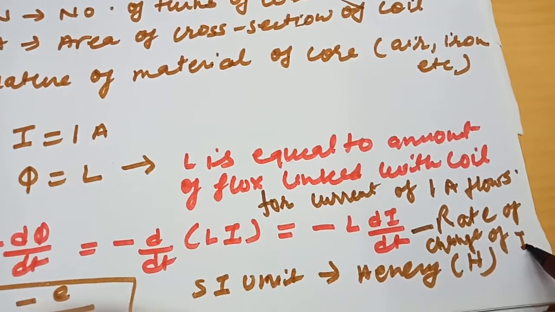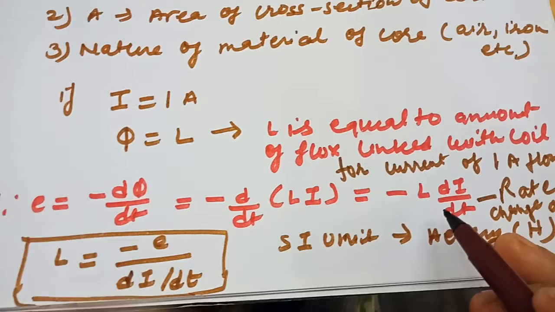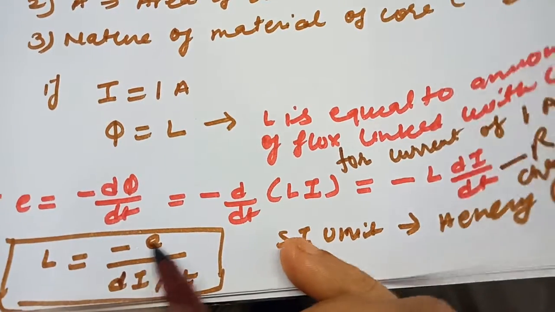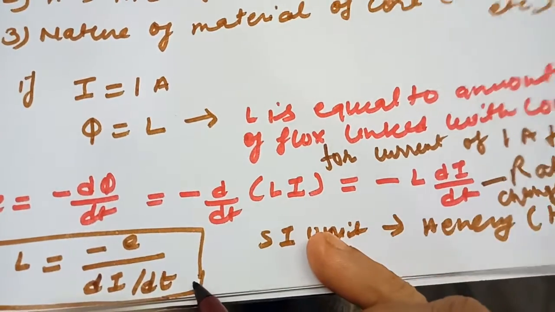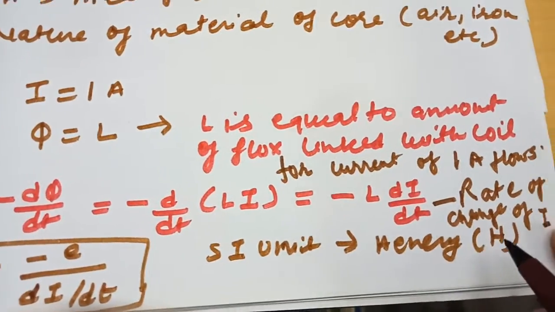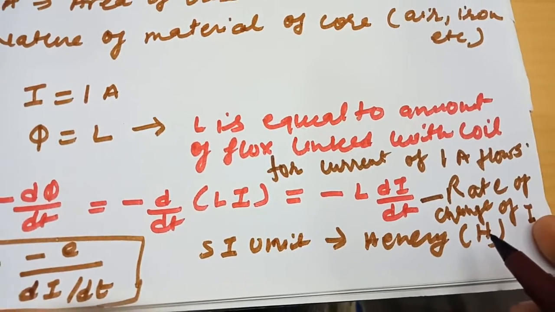So from here you have got another formula for L, that is L is equal to minus E upon di over dt, and the SI unit of self-inductance is the Henry, denoted by the capital H sign.